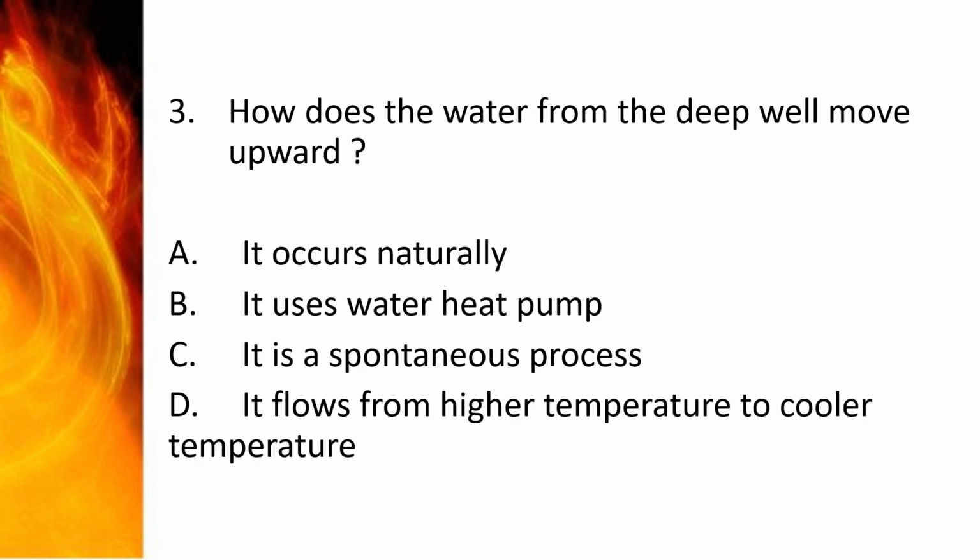Number 3. How does the water from the deep well move upward? So, letter A. It occurs naturally. Letter B. It uses water heat pump. Letter C. It is a spontaneous process. Letter D. It flows from higher temperature to cooler temperature.